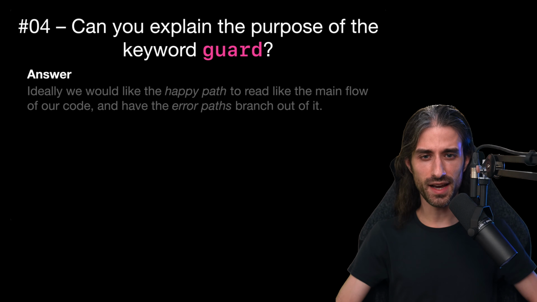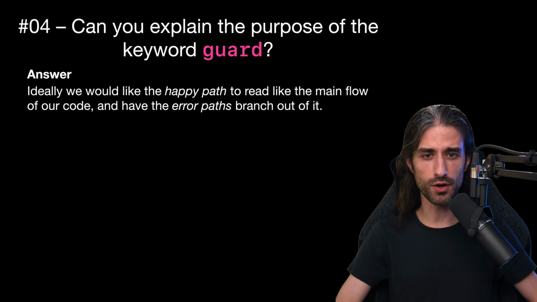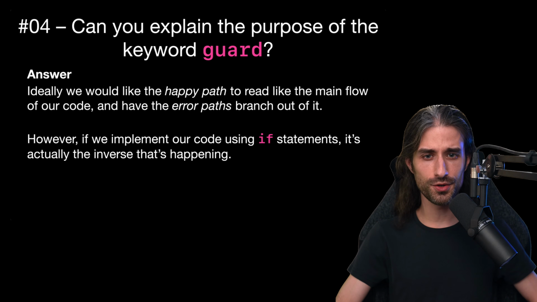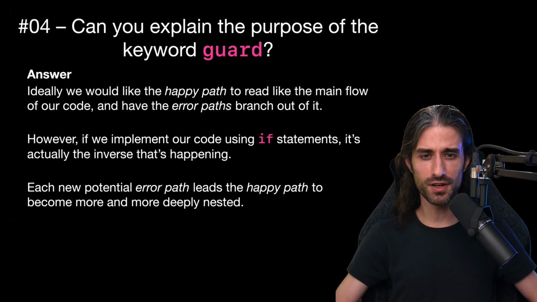So think of things like having no network connection, having an expired authentication token, using an invalid promo code, that kind of thing. And ideally, we would like the structure of our code to be such that the happy path is the main flow of the code and the error paths are branching out of this main flow. However, if we implement our code using if statements to make sure that all the conditions are met, it's actually the opposite that will be happening. What will happen is that each new error path, and so each new if statement, will cause the happy path to become more and more deeply nested.